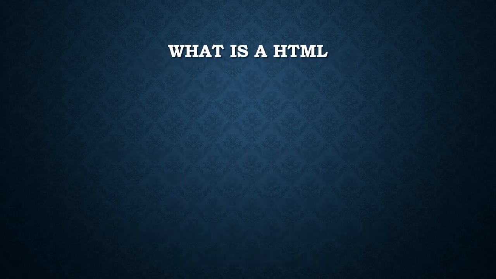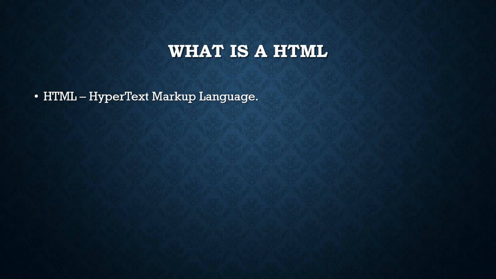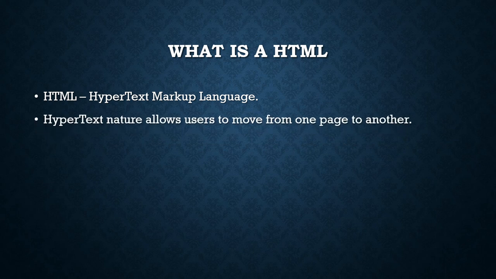Now, what is HTML? HTML simply means hypertext markup language. It is the language of the internet. The hypertext nature of our language allows users to move from one page to another. So take for instance Facebook. When you're on the home page, you have a link that takes you to the profile page, and when you go to the profile page, you have a link that takes you to your pages page. That is the hypertext nature of HTML.